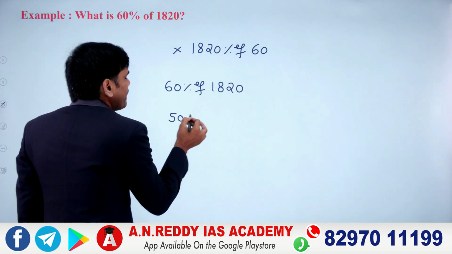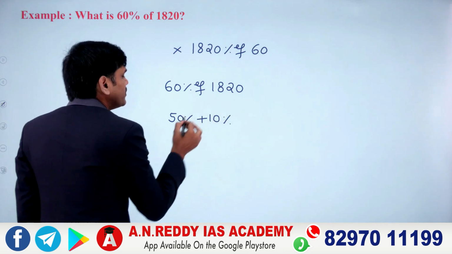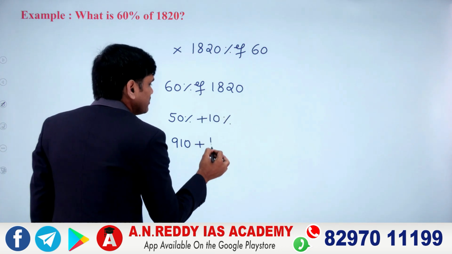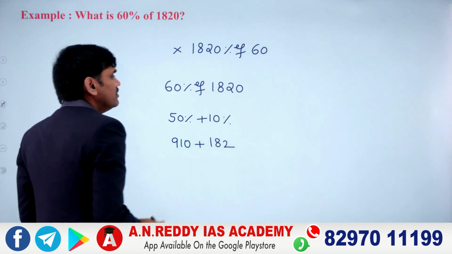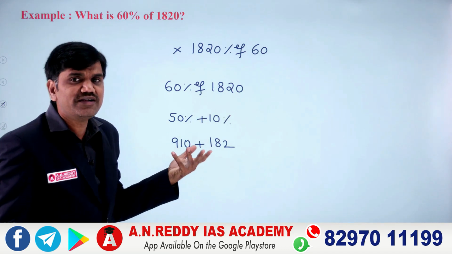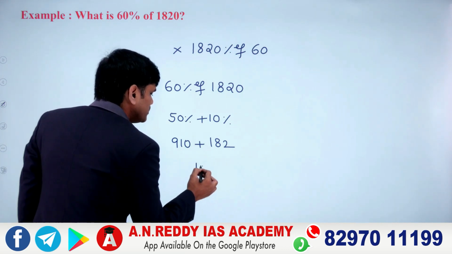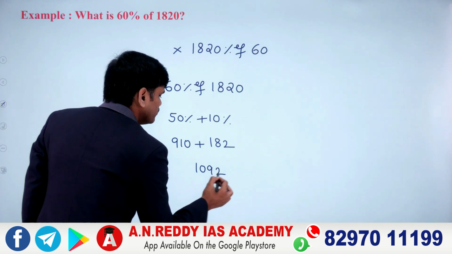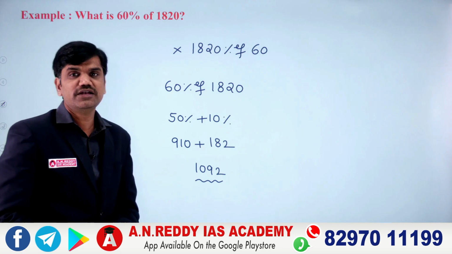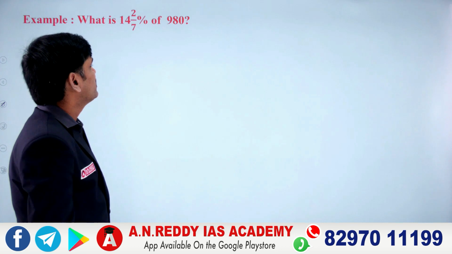Manage it straight away. How do you get 60%? 50% plus 10%. 50% of this is nothing but 910 plus 10% is nothing but 182. 50% means half, dear, right? Just took half. So 10% is nothing but 1/10. So 1/10 of 1820 is 182. So together that is giving me how much, dear? 1092. Hence your answer is 1092.